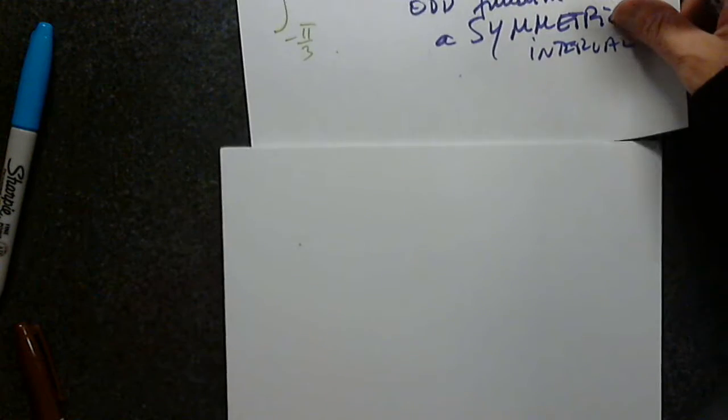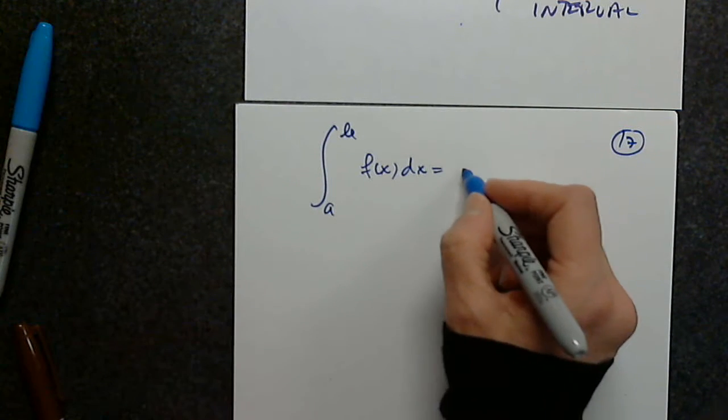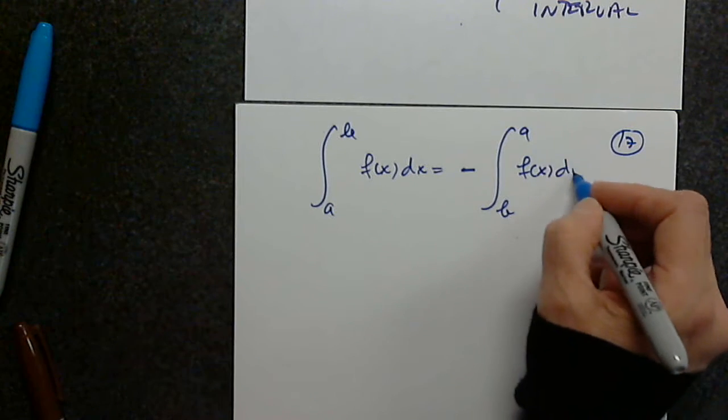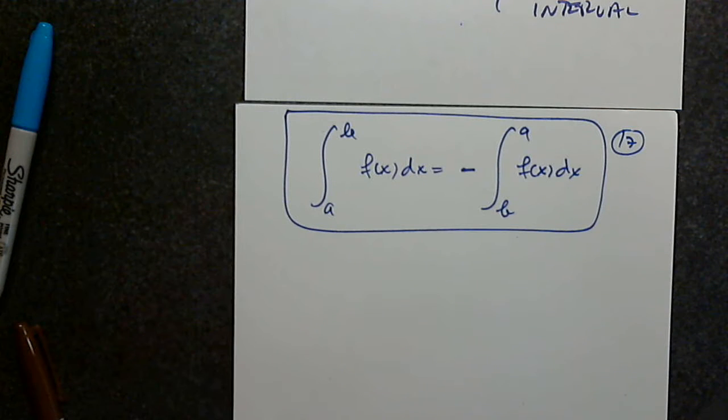Ready for the next property? Okay. We already heard this today: the integral from a to b of f of x dx is the opposite of the integral from b to a of f of x dx. That's another property. We will be using this when we get to talk about the fundamental theorem of calculus, the other part that we don't need to talk about right this moment.